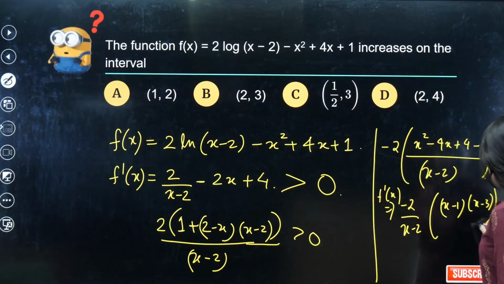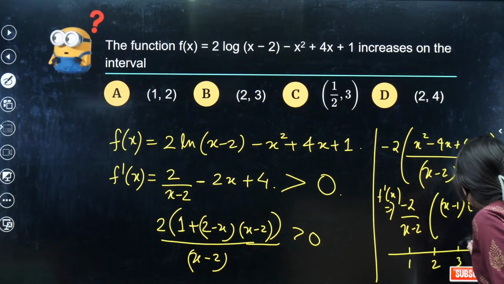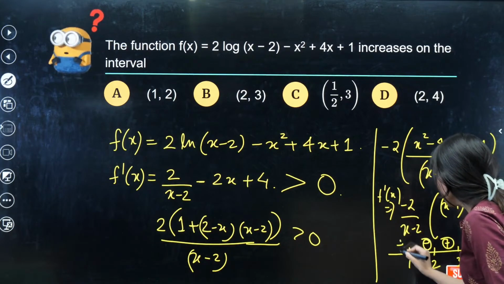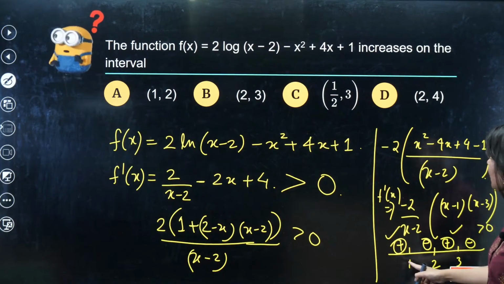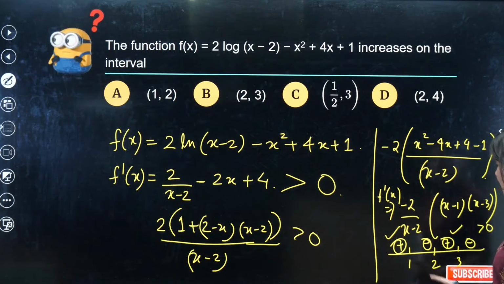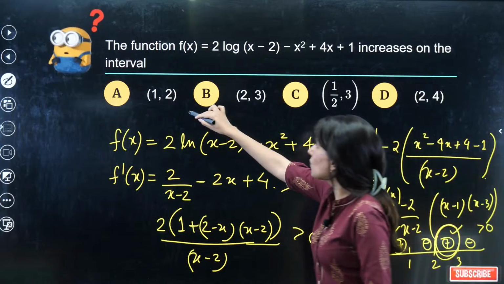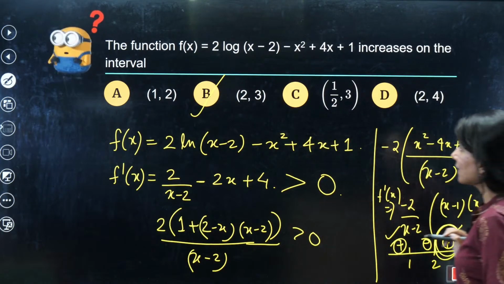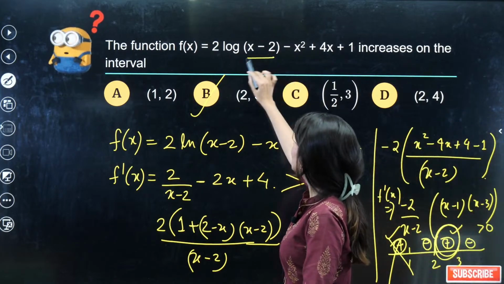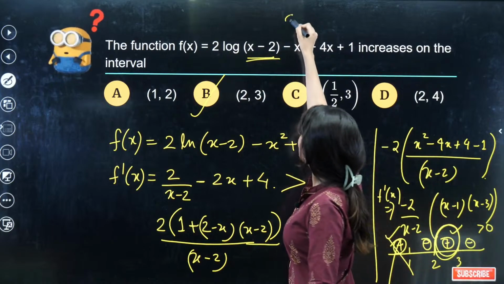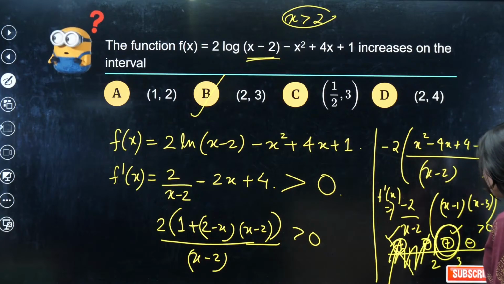Now we need to check when exactly my f dash x is positive. So it is 1, it is 2, it is 3. So the signs are negative, positive, negative, positive. Clearly my positive intervals are these two: minus infinity to 1, union 2 to 3. So with 2 to 3, I can clearly see that option B is satisfied. Minus infinity to 1 is not applicable because it is not in my domain, because my x will always be greater than 2. So we don't even have to worry about this interval. Only 2 to infinity is my interval.